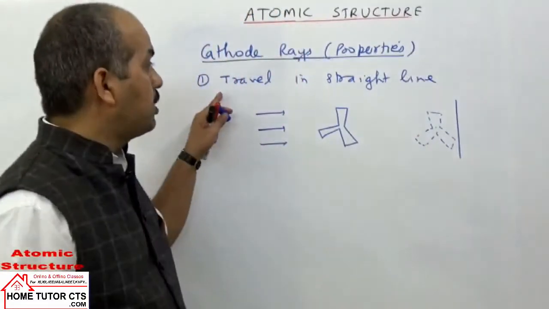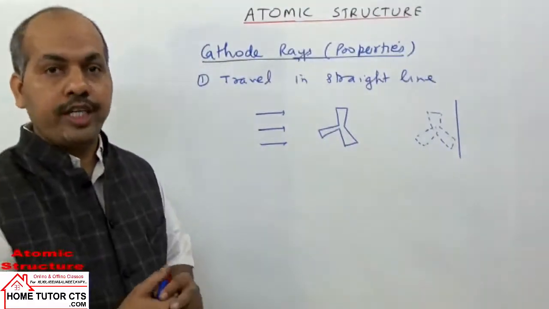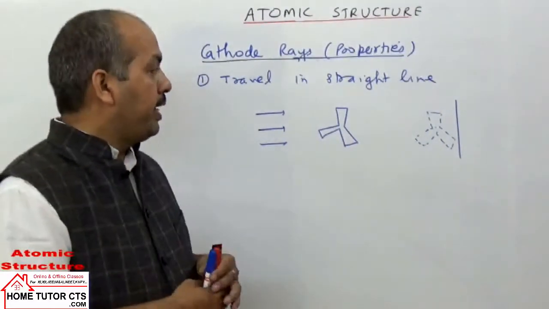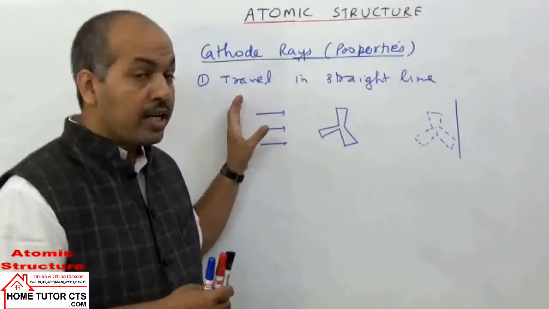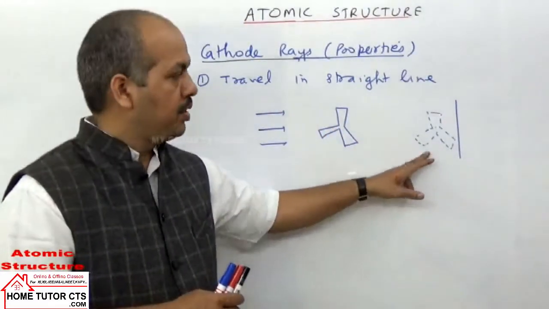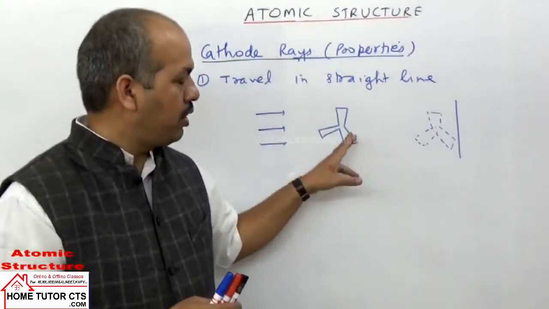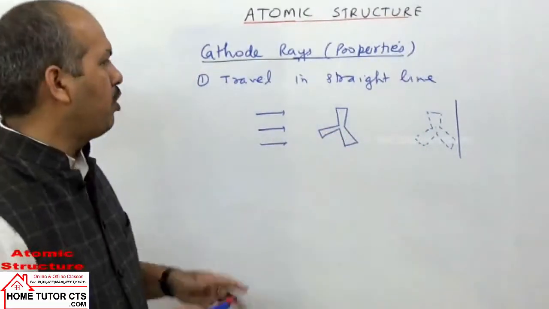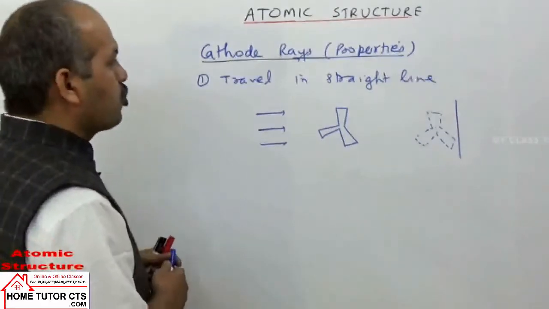Okay, this point is proved, that the cathode rays travel in a straight line. It is proved as the cathode rays will cast a shadow of the object if placed in their path. This shadow of the object is indicative of them traveling in a straight line.